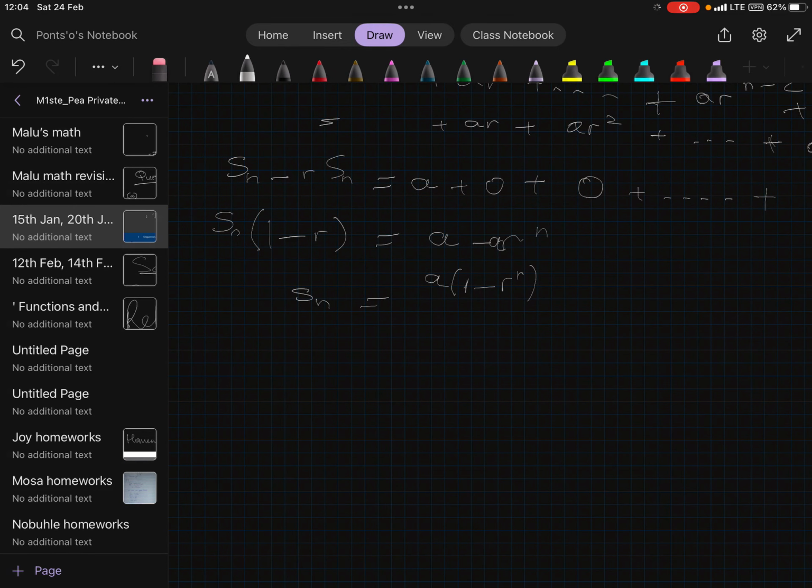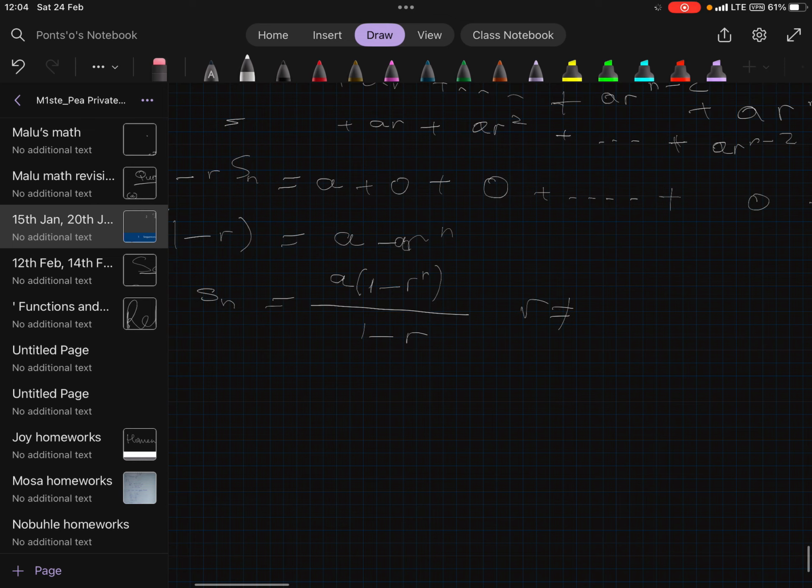So yeah, that's A times 1 minus R to the n, and then you divide by 1 minus R. And then that gives you the sum to the nth term for a geometric series. But R can never equal 1, because if R equals 1, then we have a denominator of 0. And you cannot divide anything by 0. And that gives us a sum to the nth term which is undefined, or rather, you can't make sense of it in the real number system.